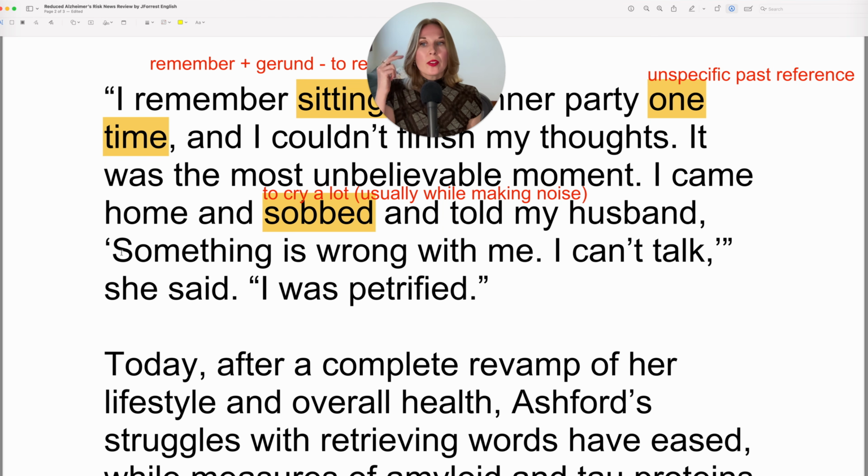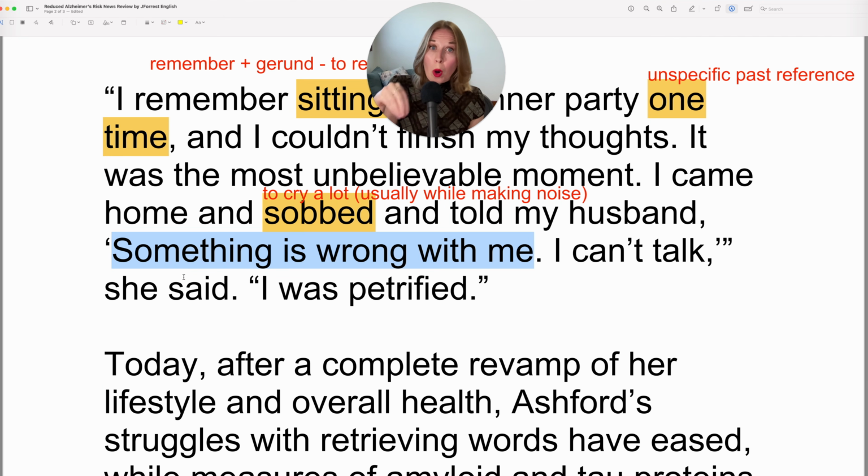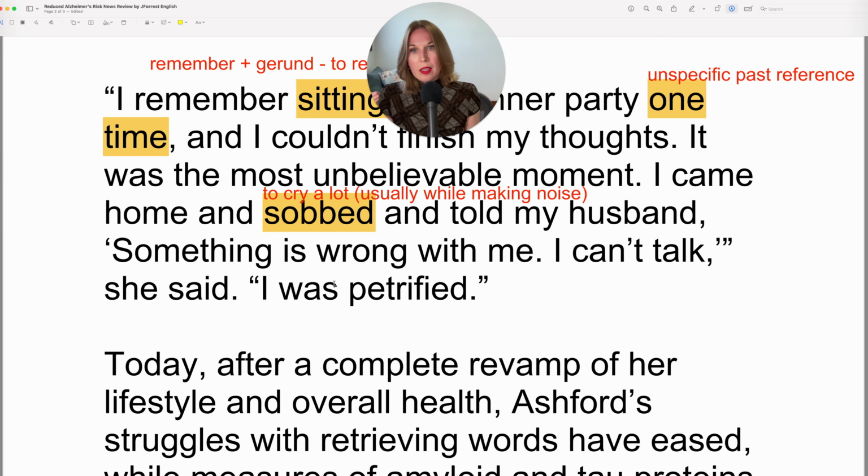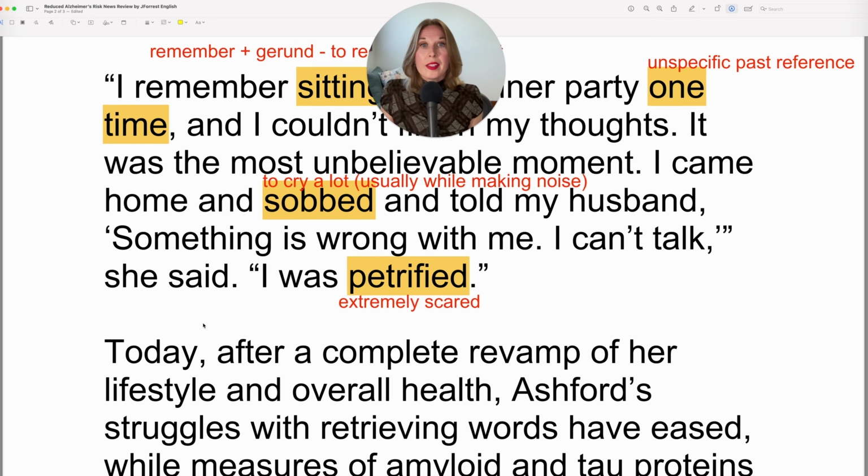Now, notice here, this is in quotation marks as well. The story is in the past, but when she said this, she was saying it in the moment. So that's why it's in the present simple. "Something is wrong with me. I can't talk," she said. I was petrified. So she's thinking about this time in the past when she couldn't finish her thoughts. She was petrified. Do you know what petrified means? It means extremely scared. Let's keep going.